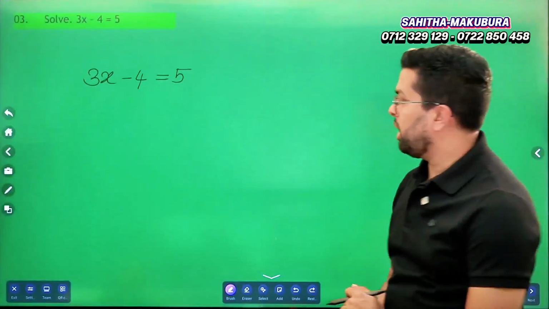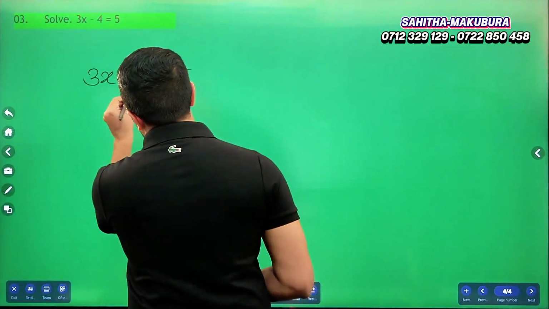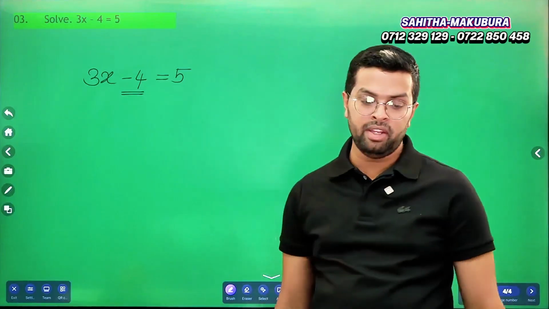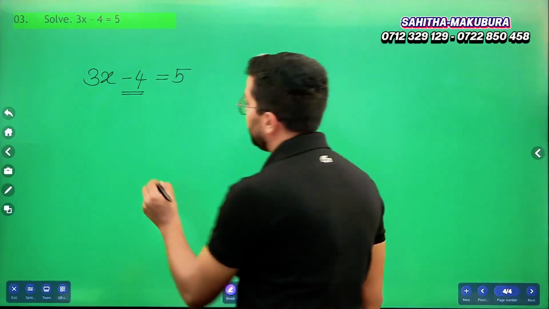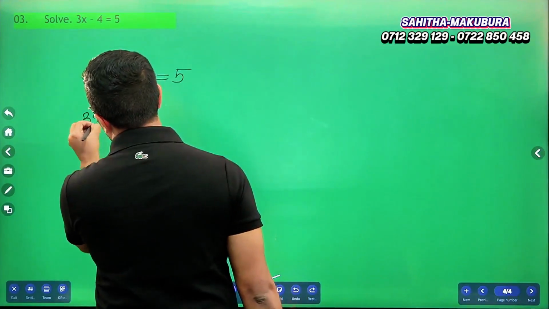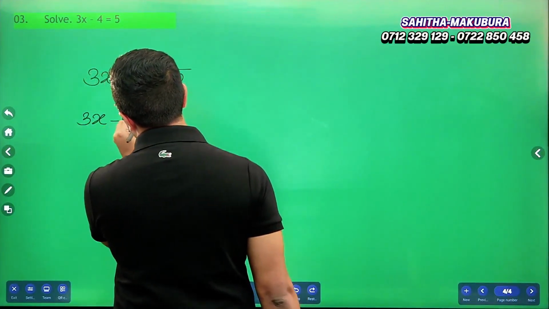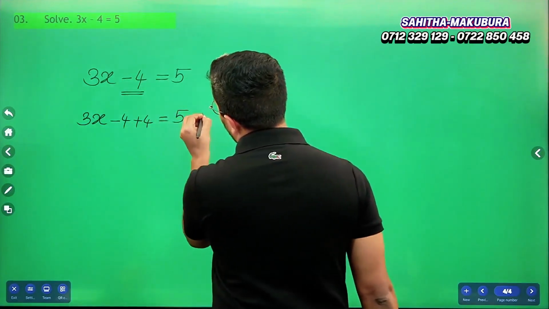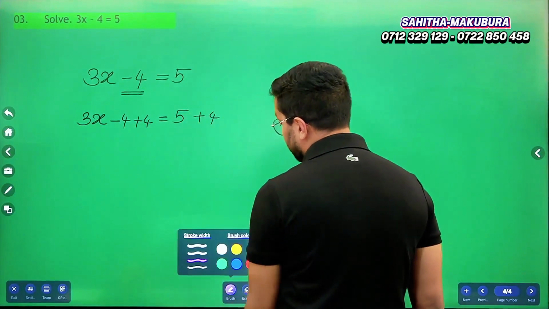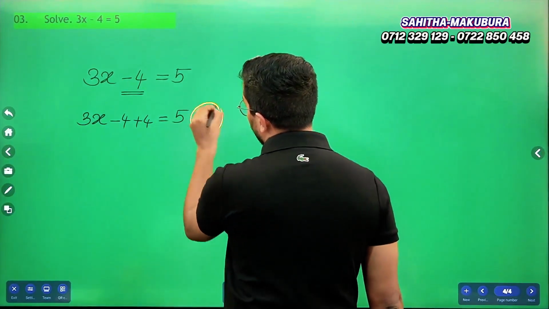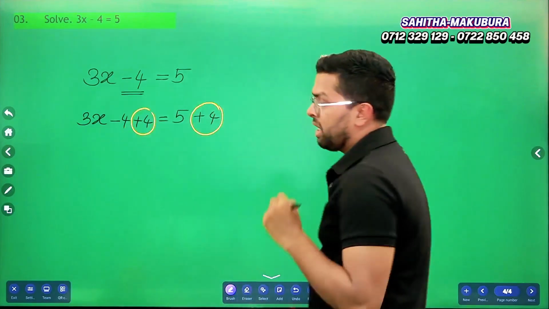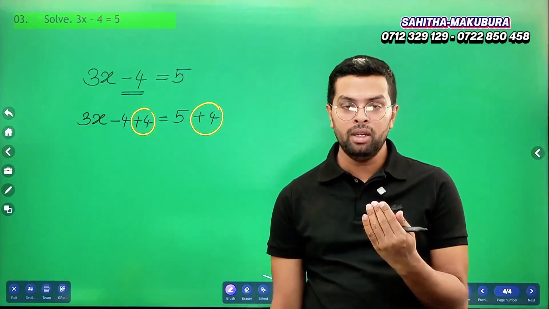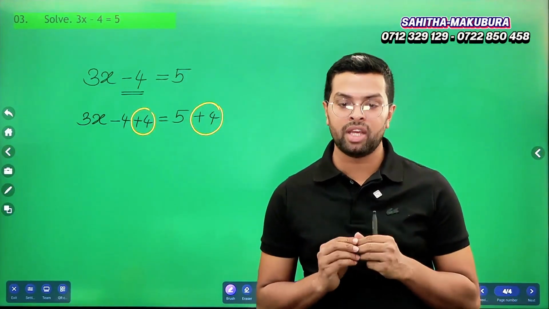Right. So in order to remove this number 4 from my left hand side, what I have to do is add 4 to both sides. So I'm adding a 4 to the left hand side, and I'm adding a 4 to the right hand side as well. So we have to do the same thing, right? Whatever you do to the left hand side of an equation must be done to the right hand side as well.